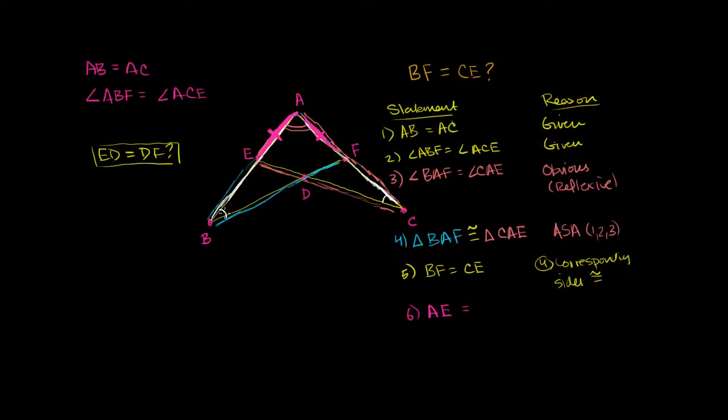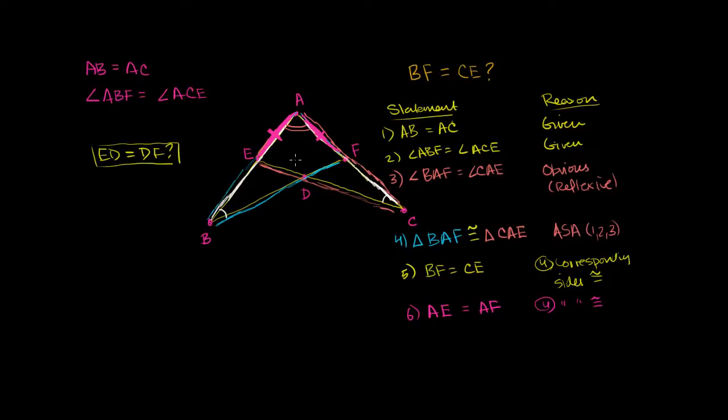AF is the side opposite the white angle on triangle BAF, and AE is the side opposite the white angle on triangle CAE, which we know are congruent. So we know that AE is equal to AF. And once again, this comes from statement 4, and we could even say corresponding sides congruent. Same reason as we gave right up here.